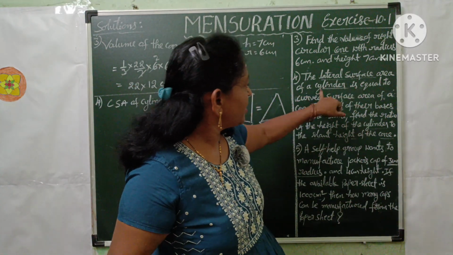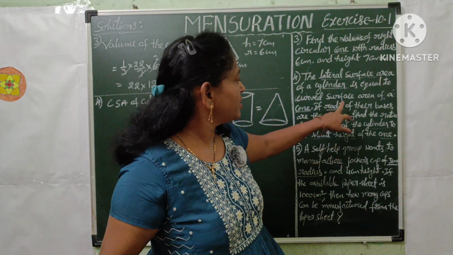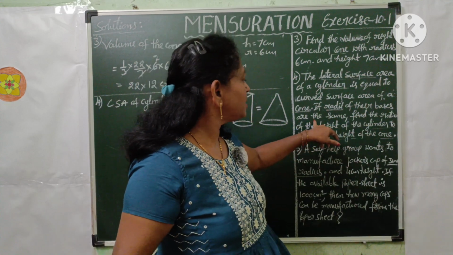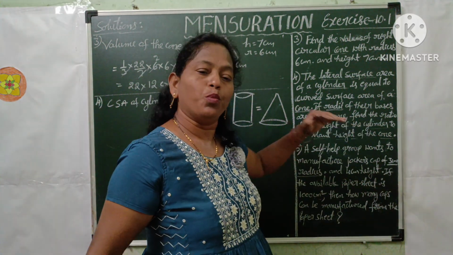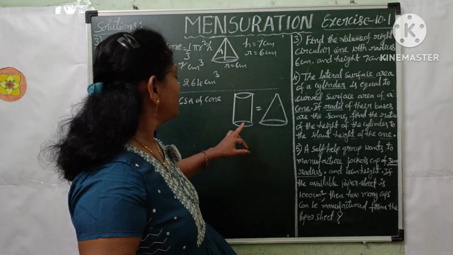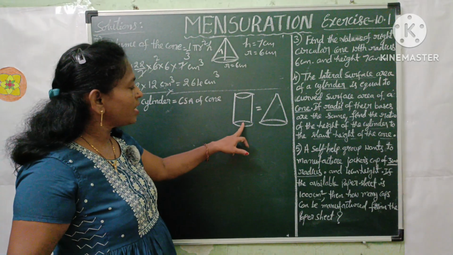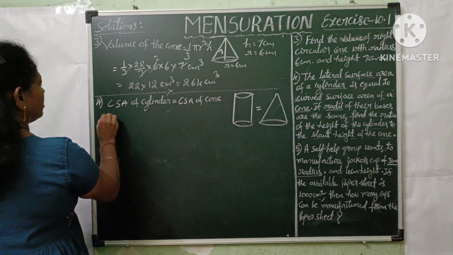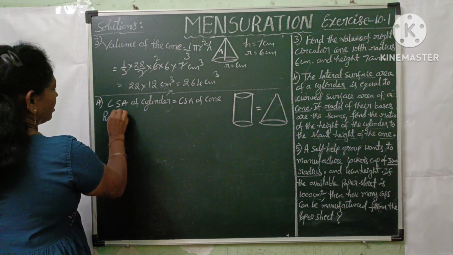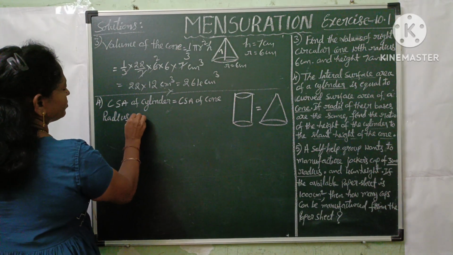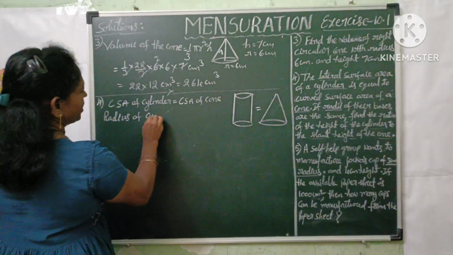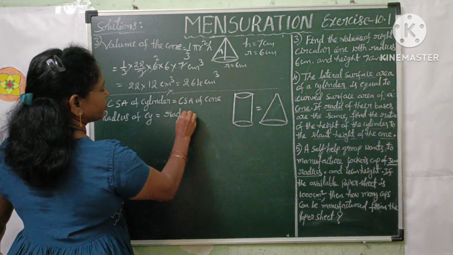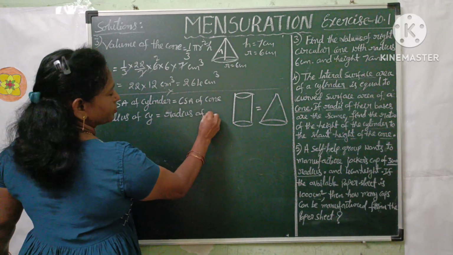The lateral surface area of the cylinder is equal to the curved surface area of the cone. Next, if the radii of their bases are the same, that means the radius of the cylinder equal to the radius of the cone. So radius of cylinder equal to radius of cone.